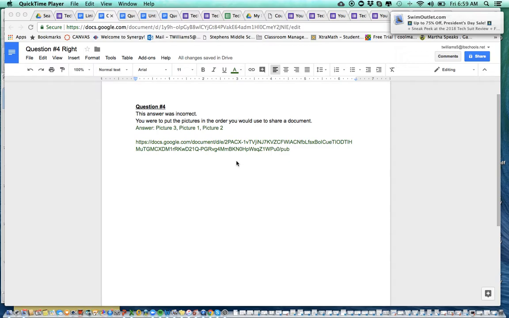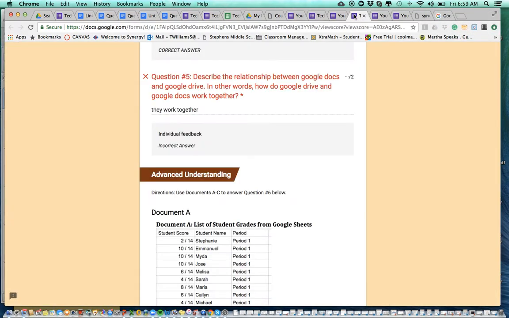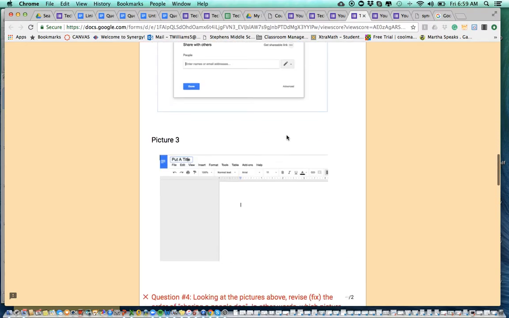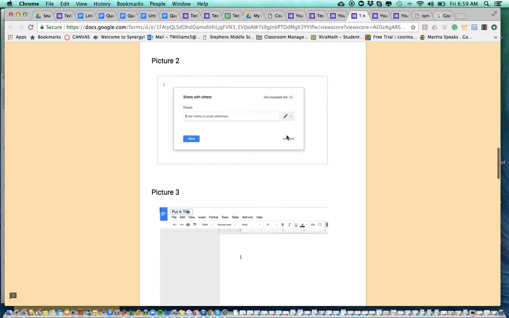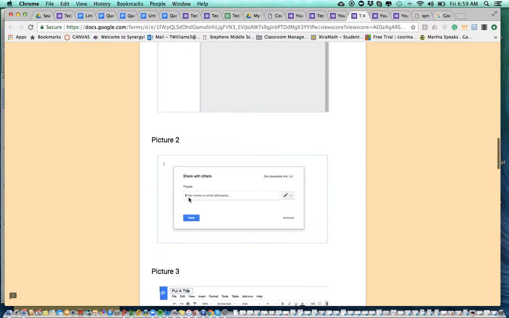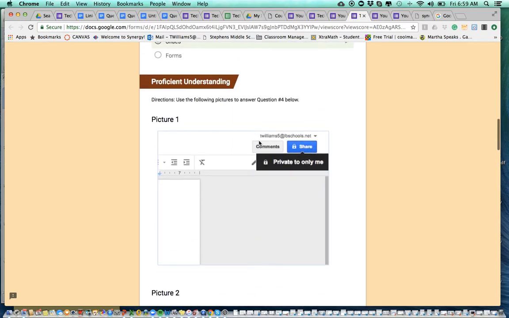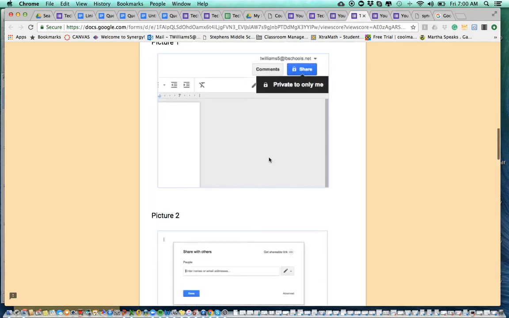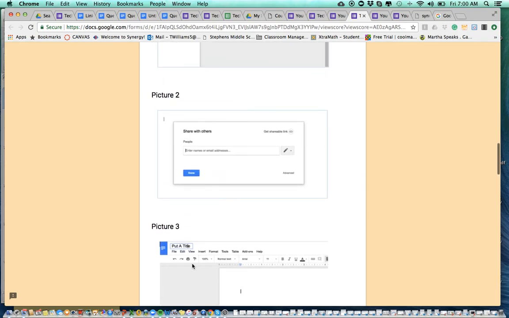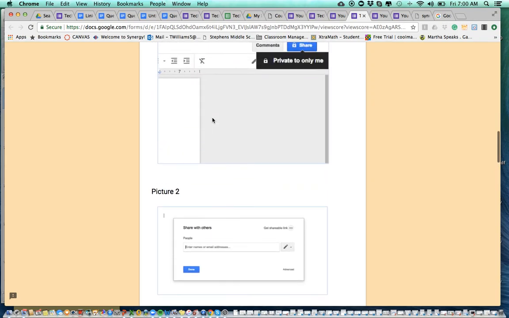All right, so question number 4 says, basically you were supposed to put these little pictures in the correct order. The correct answer for this one was the one that has put a title on it. That should have been your very first one. So picture 3 was first for this one. And then the next one was you have to click share first, right? So you put the title, then you click share, and then you send it to someone else by typing in their name. And so the answer for that one was 3, and then number 1, and then number 2.